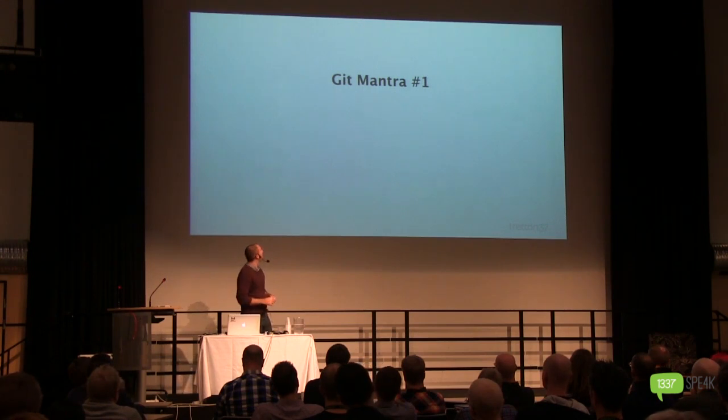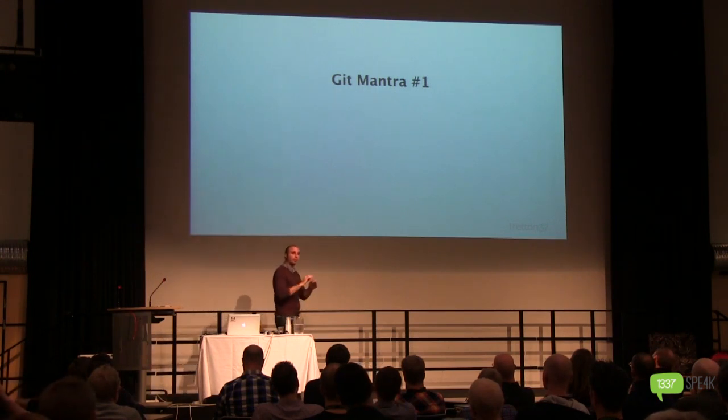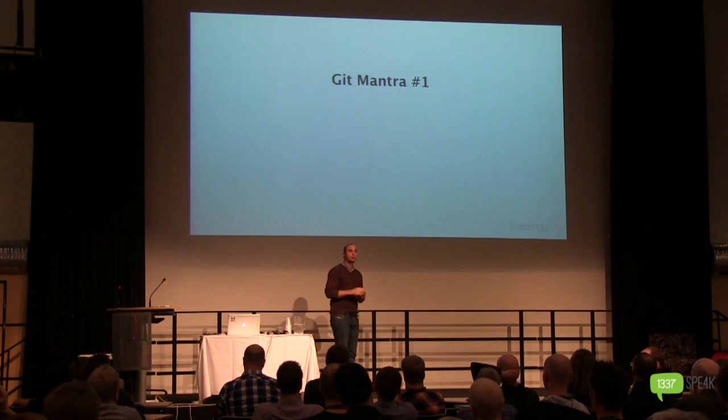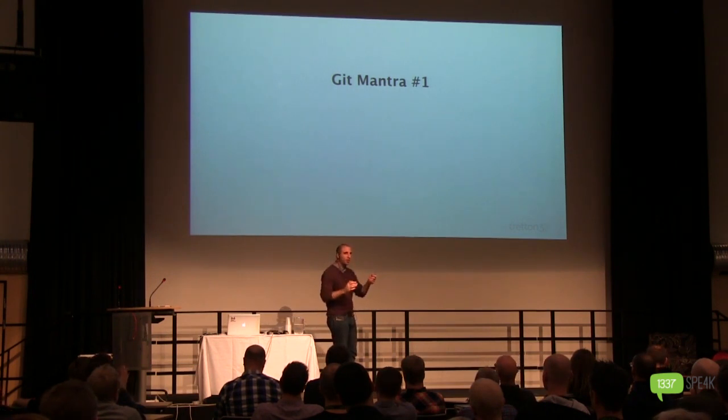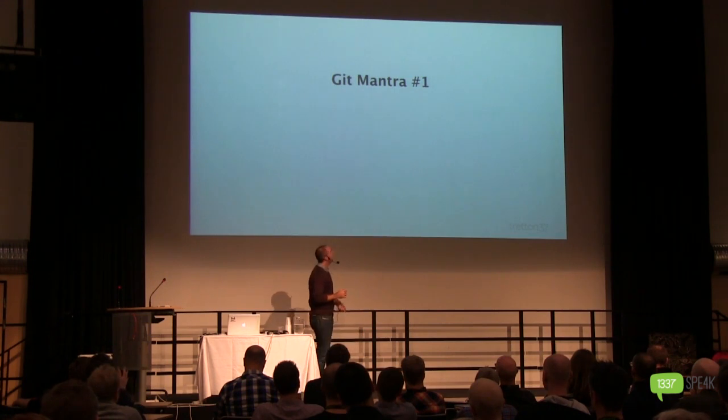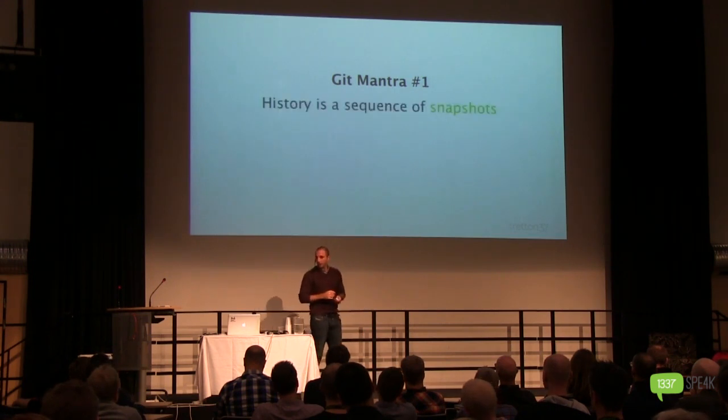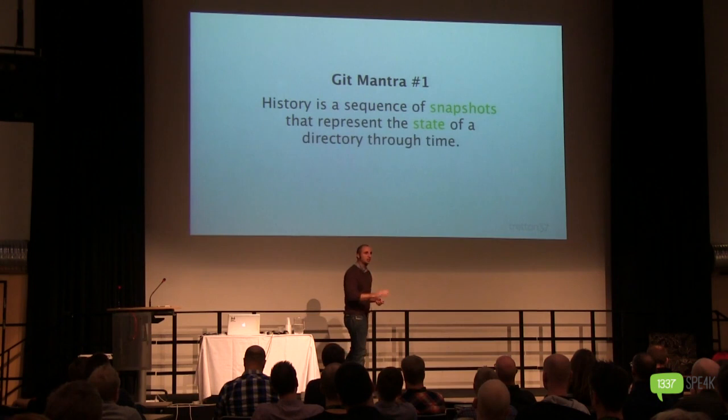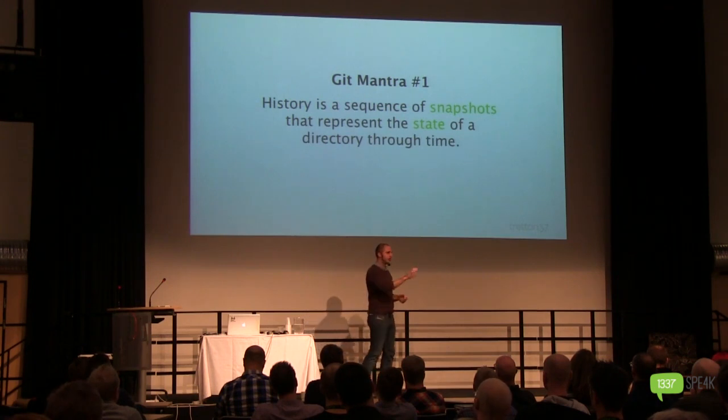Yes, and with that, that was the fundamentals part. With that, let's go through the 5 mantras. Mantra number 1, we already stated it with lots of words, but let's make it into a sentence. History in Git is just a sequence of commits that represent the state of the system through time.